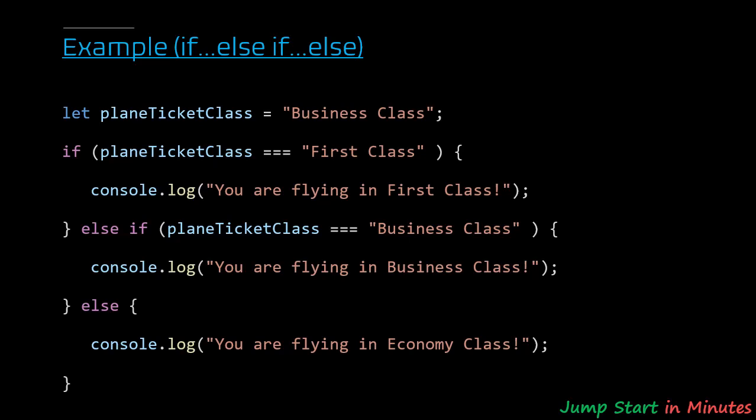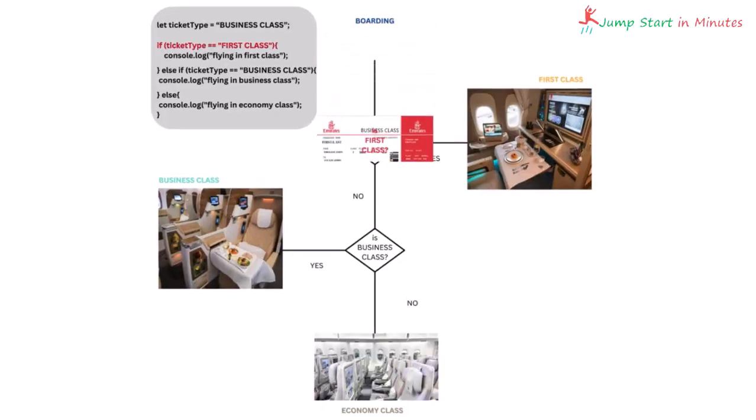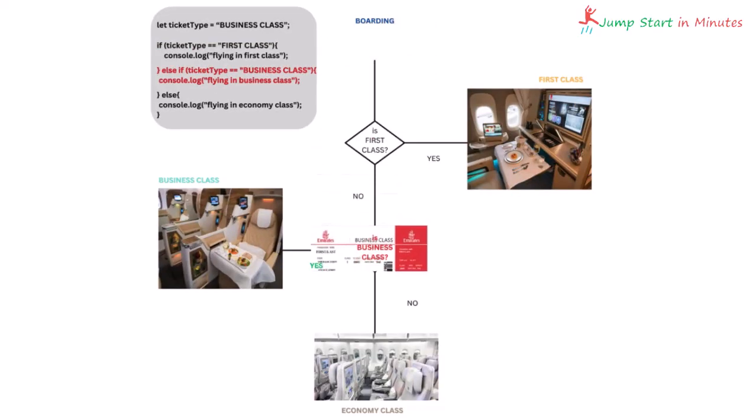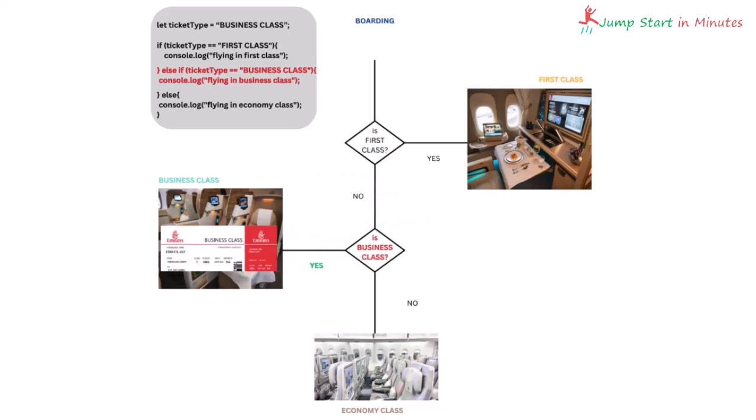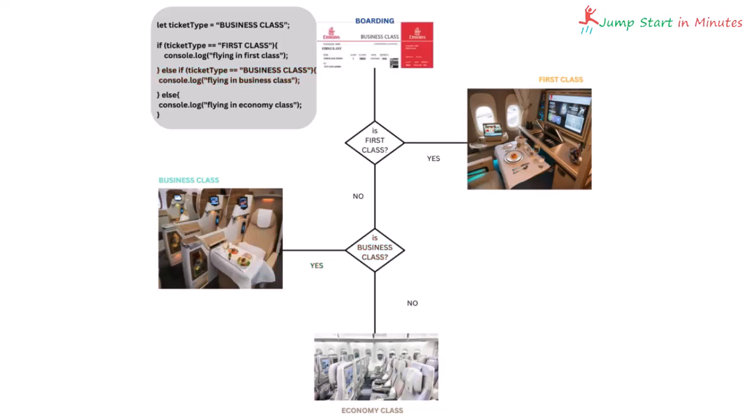Another thing to notice here is that I'm using three equal signs. That's the recommended way of comparing values. You can use double equal sign, but I would suggest using three equal signs when you are comparing values. Let's see this example in an animation. Here, as you can see, the ticket is of business class. It goes into the first condition block, which is false, then it goes into the second block, and since that is true, then it goes into the business class.